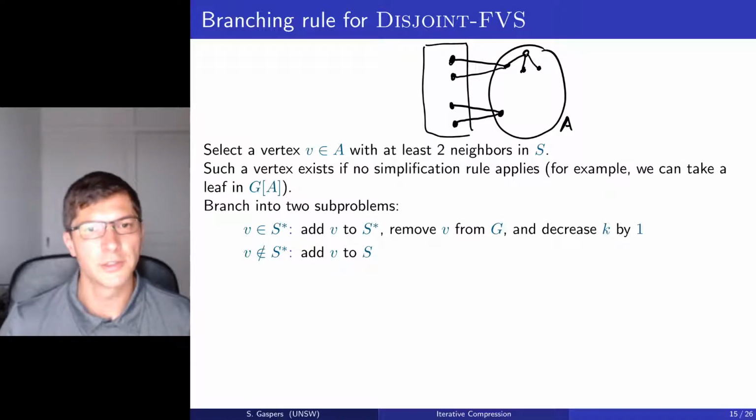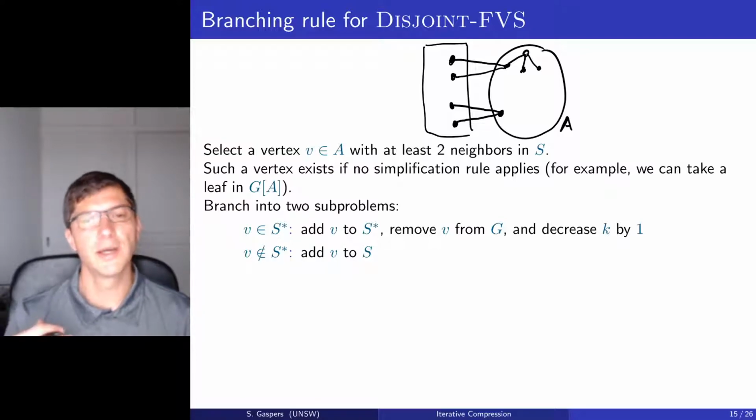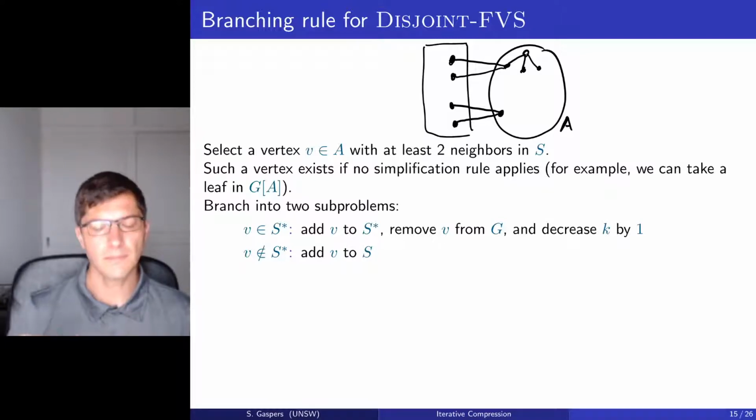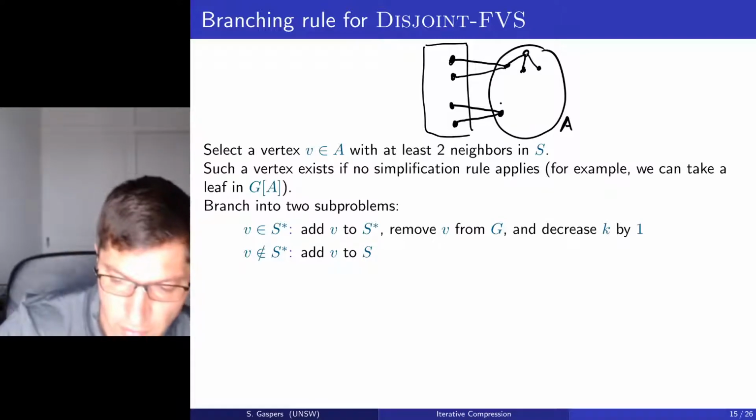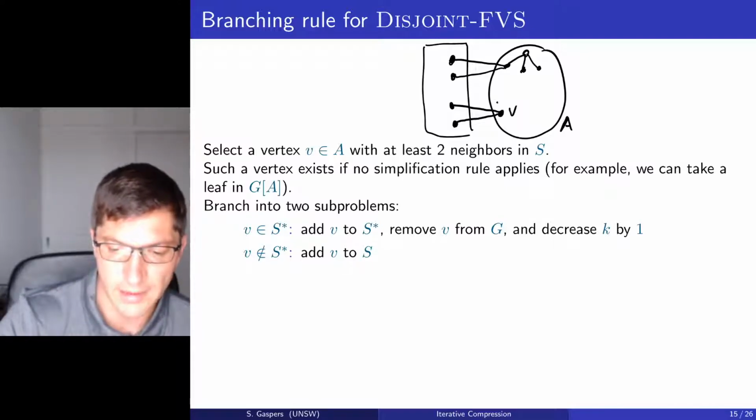So now we are going to branch. We select such a vertex and branch into 2 subproblems. So either V is in the feedback vertex set that we are constructing, in which case we remove it from the graph and decrease k by 1. So we do make some progress. Or V is not in the feedback vertex set. And if V is not in the feedback vertex set, we can encode this into our problem by adding it into S. So let's say this is our vertex V, and we decide to not add it to the feedback vertex set, we just move it into S.